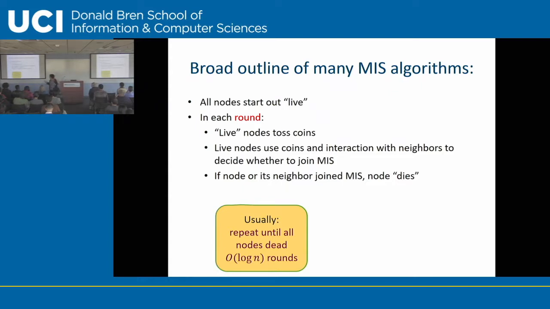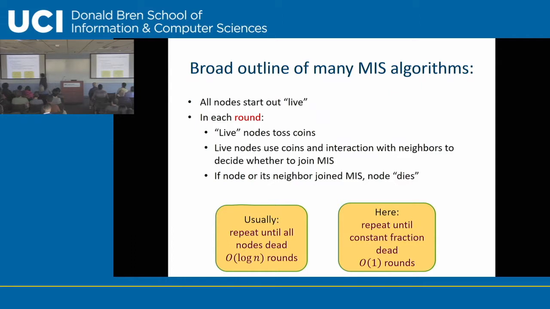Okay, so you do it until everybody knows where they are. That would take log n rounds, usually. And that's a problem because, remember, our running time when we simulate was the degree raised to the number of rounds. So d to the log n, no good. So what we're going to do is repeat until a constant fraction is dead. And a pretty good constant fraction.